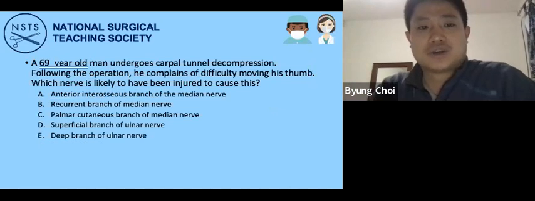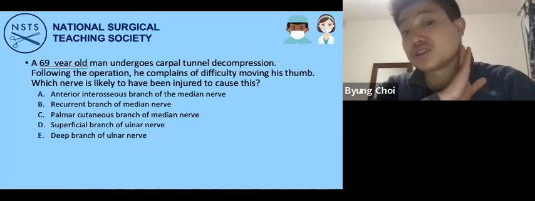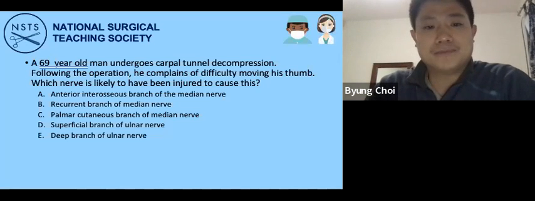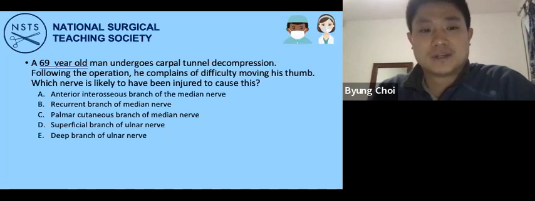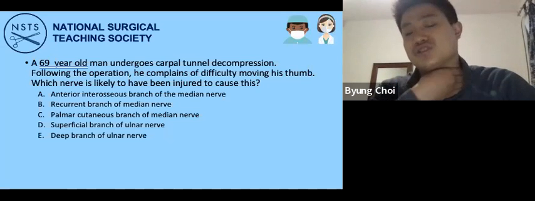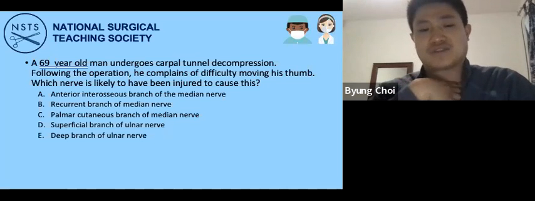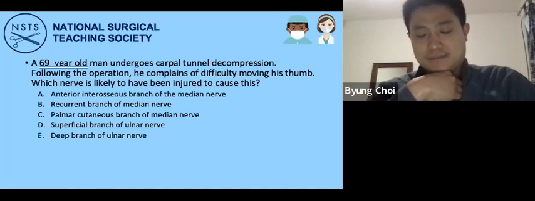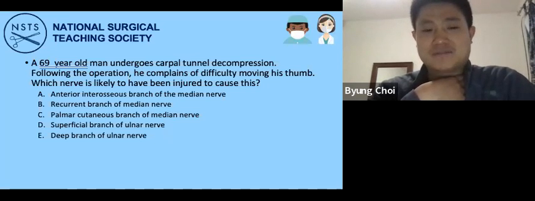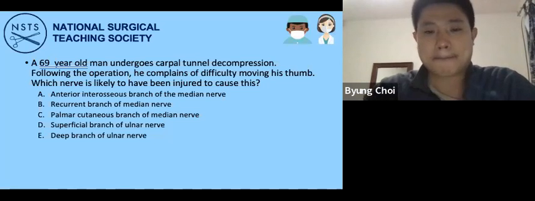Okay, so next question. We've got a 69-year-old man who undergoes carpal tunnel decompression. He complains of difficulty after the operation on moving his thumb. Which nerve is likely to have been injured to have caused this? A, anterior interosseous branch of the median nerve. B, recurrent branch of the median nerve. C, palmar-cutaneous branch of the median nerve. D, superficial branch of the ulnar nerve. And E, deep branch of the ulnar nerve.